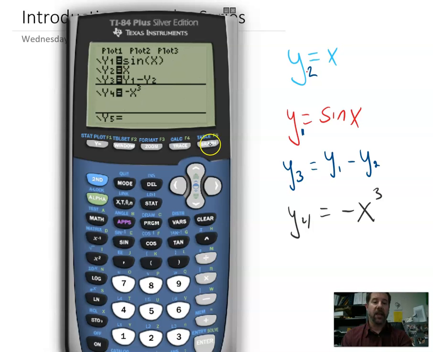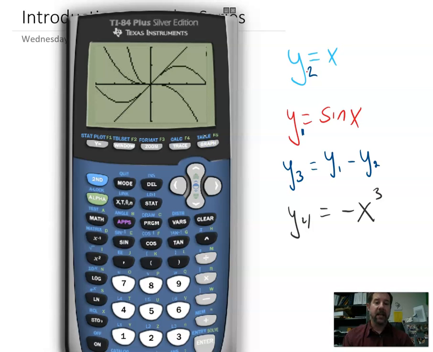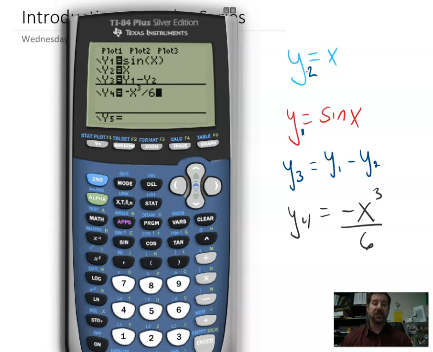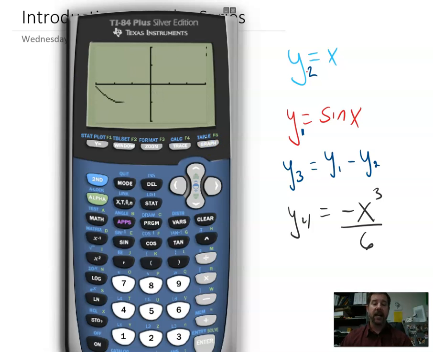All right, and then now we hit graph, and, well, we can see we're pretty close. That looks kind of close to negative x cubed there. It just needs to be widened out a little bit. So, then again, I generally have us play around with different numbers, but I'm going to kind of cut to the chase here. What happens if we divide that by 6? Usually we play and guess and check to this, but let's see what happens when I divide by 6, how close we get.